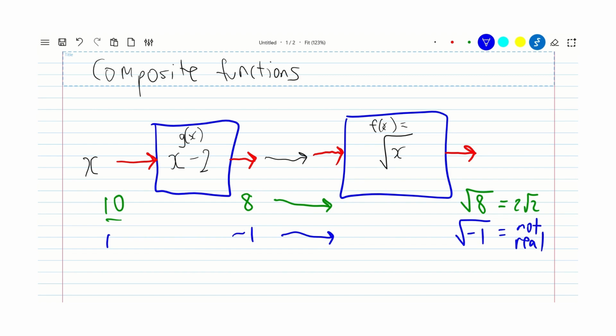These machines don't always work. So a composite function doesn't always exist. You can't always do this. It doesn't work for everything. And so we just need to do some checks. When we create these functions, we need to do some checks. And what that check is, is the following.